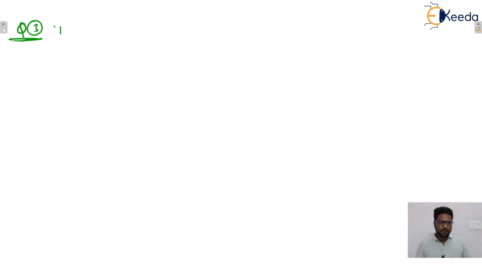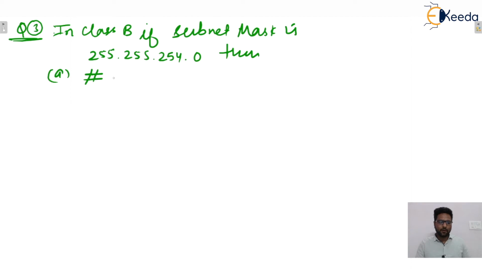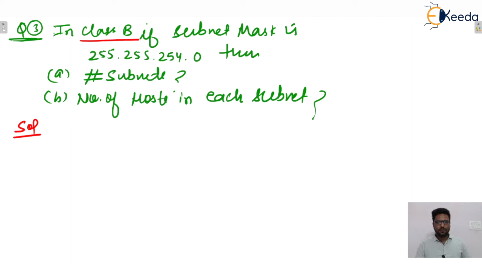Let's say in class B, the subnet mask is 255.255.254.0. The first question: the hash sign represents the number of subnets. Part B is the number of hosts in each subnet. That is the question.